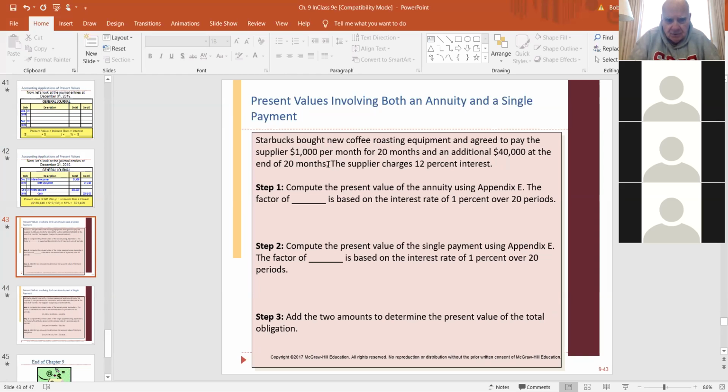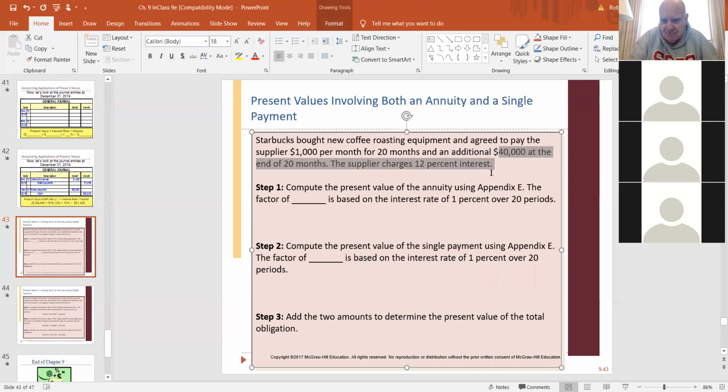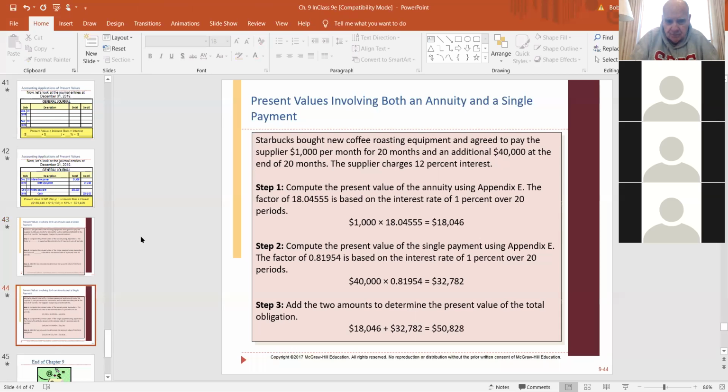Okay, let's take a look here. Starbucks bought equipment and they have to pay $1,000 a month for 20 months. And then at the end of 20 months, they have to pay another $40,000. So we need to get the present value of this annuity. In other words, how much money do we have to have in the bank now if we want to pay $1,000 a month for 20 months, and how much money do we also have to have in the bank if we want $40,000 at the end of 20 months? So we are going to compute the annuity first.